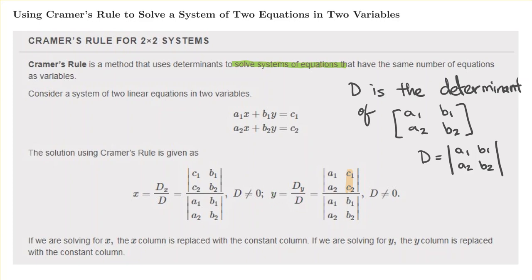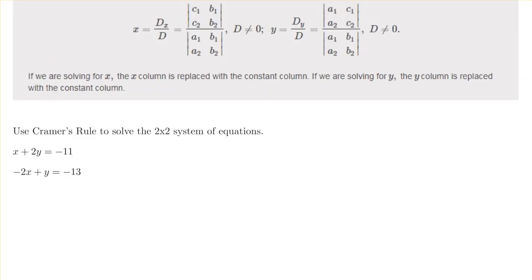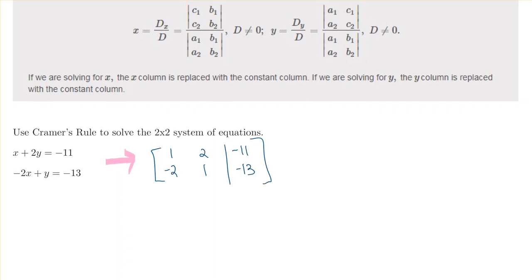So just by finding the value of three different determinants, and then applying the correct formula, we would quickly get the solution to the system of equations, x equals, y equals. Let's apply this to the problem below. We're asked to solve this system of equations using Cramer's rule. We would first write this as a matrix. So we'd write it as a matrix here.